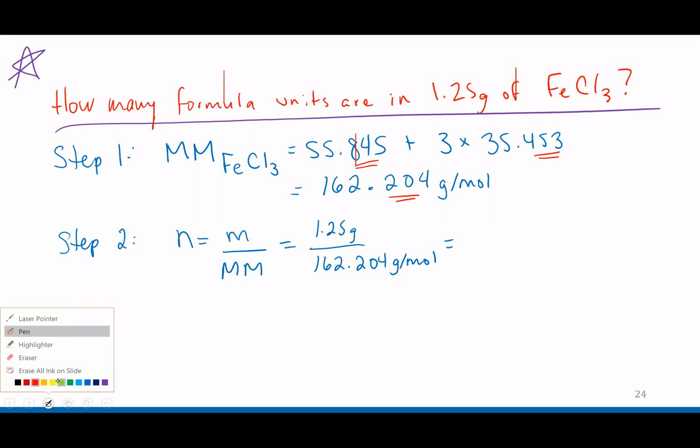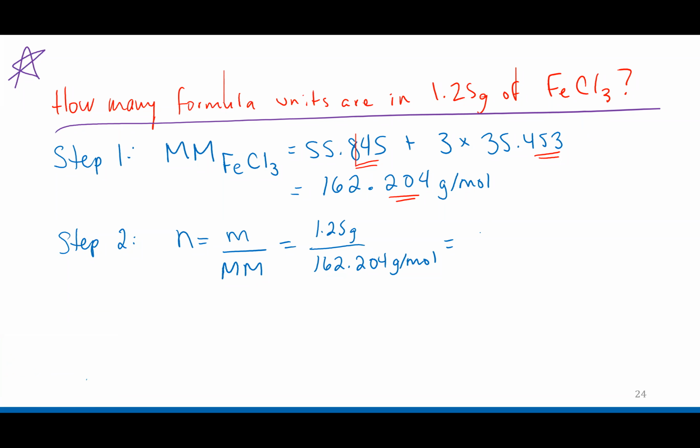I will get 0.00, and if your calculator gives you scientific notation, that's fine, 77063 mol. Now, some of you guys might be thinking, hold up, this is way too many significant figures. I only have 3 significant figures. But the rule is we round our significant figures at the very end. So I'm not going to round to 3 significant figures until step number 3.